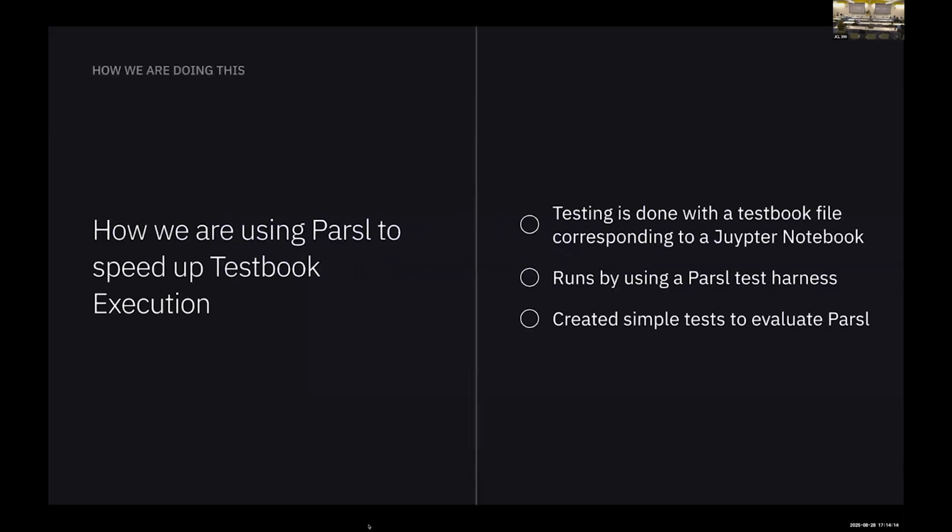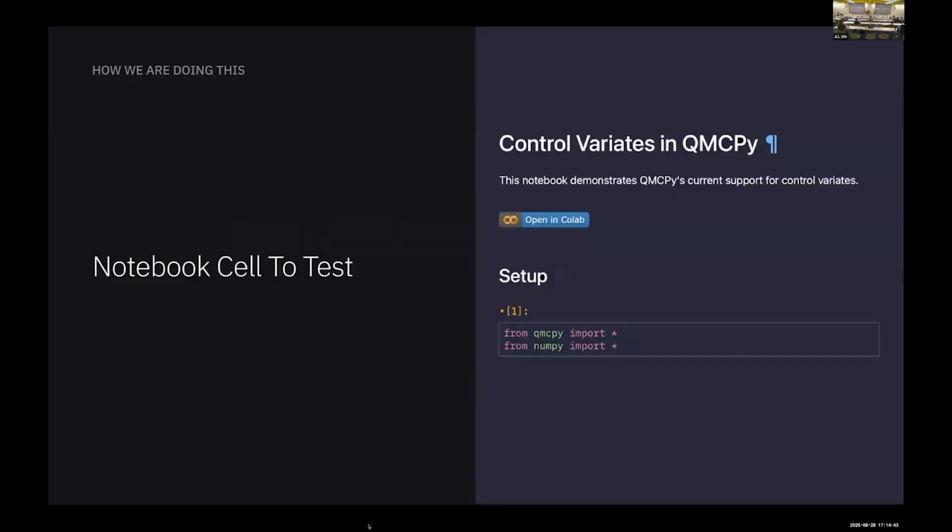So how are we using Parsl to speed up testbook execution? Basically, we have a testbook file, which I'll go into and how that works, that corresponds to all of our Jupyter notebooks. We also then created a runner using Parsl, which is our test harness. And then we created a few simple tests to evaluate Parsl, so basically, whether the notebooks would execute without a syntax error.